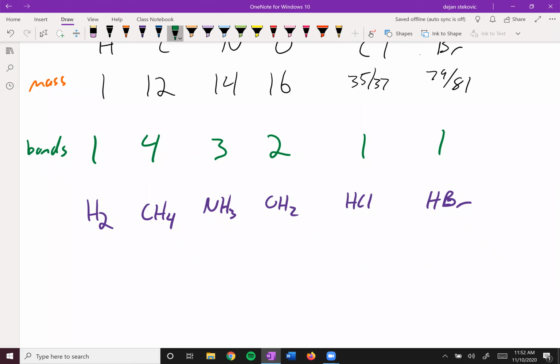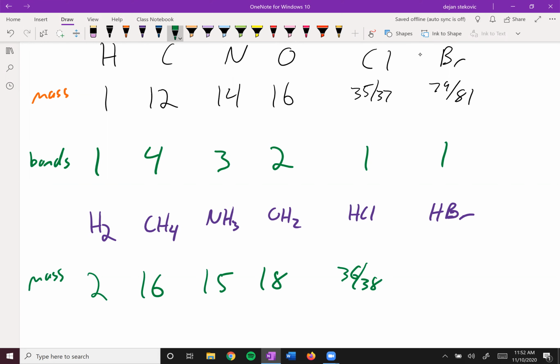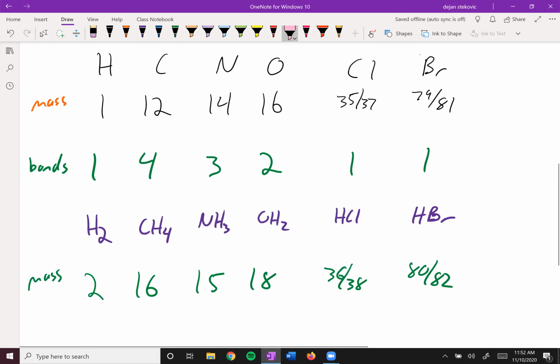And so if you think about the mass of these components, now that they've been made into molecules, which is what we're studying, the masses here are 2, 16, 15, 18, then 36 and 38, and then 80/82. And so you can see the only odd number here is with this nitrogen, right? So now we're supposing that the hydrogens are directly attached to them, but you can try other thought experiments. It doesn't matter if you connect them with carbons or oxygens or anything like that. It ends up being the same story.